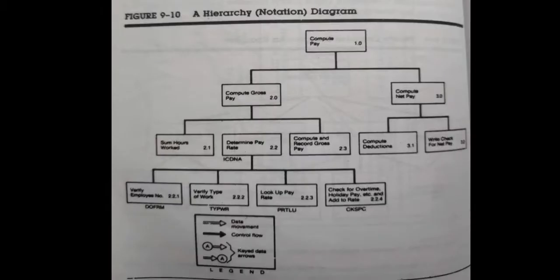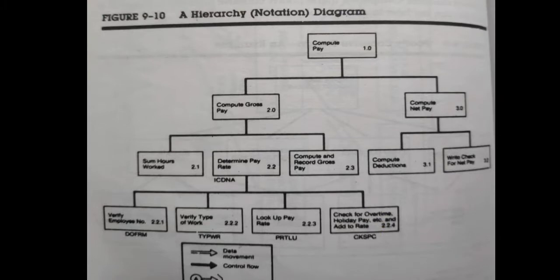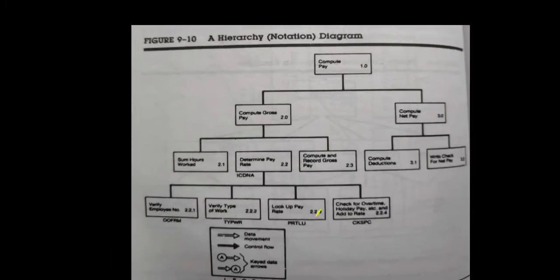Here it is given, for computing the salary, you have compute pay, and it is very organized. You see there is 1.0, and after that there is 2.0, 3.0. After 1.0, you can see there is 2.0 and it is being divided, and as it is divided you can see there is 2.1, 2.2, 2.3, and when 2.2 gets further decomposed, you can see there is 2.2.1, 2.2.2, so it's easier. So this is the hierarchy diagram, showing how it is being decomposed.